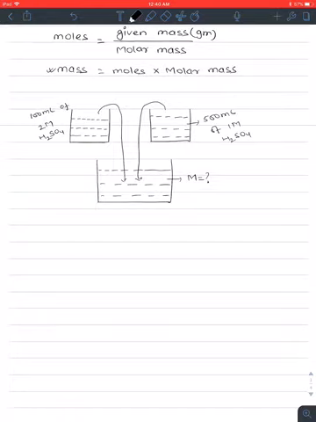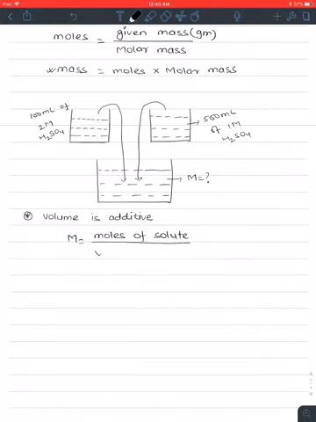In this, first we have to assume one point, that volume is additive. We are assuming in this that volume is additive. If these two solutions are mixing, there is no change in the volume. So volume will be the sum of the volume of these two containers. Now we have to find molarity. So molarity is moles of solute divided by volume of solution in liters.